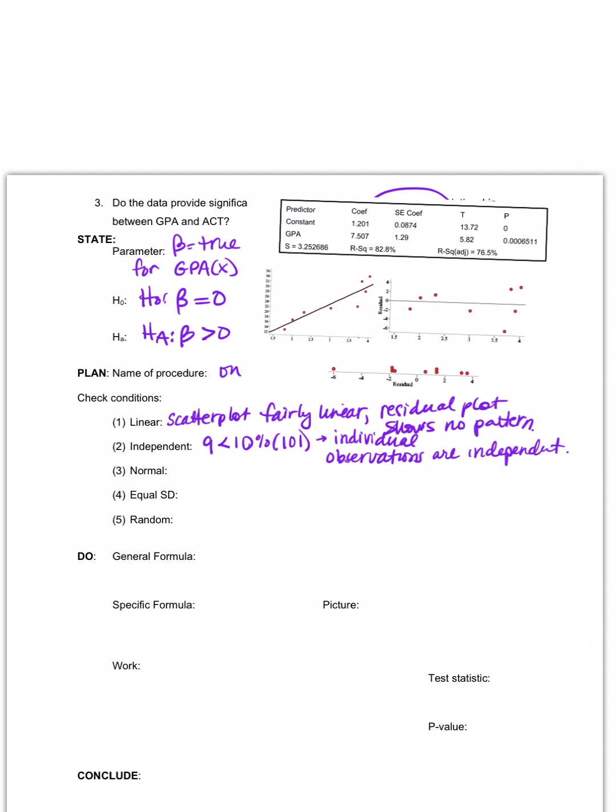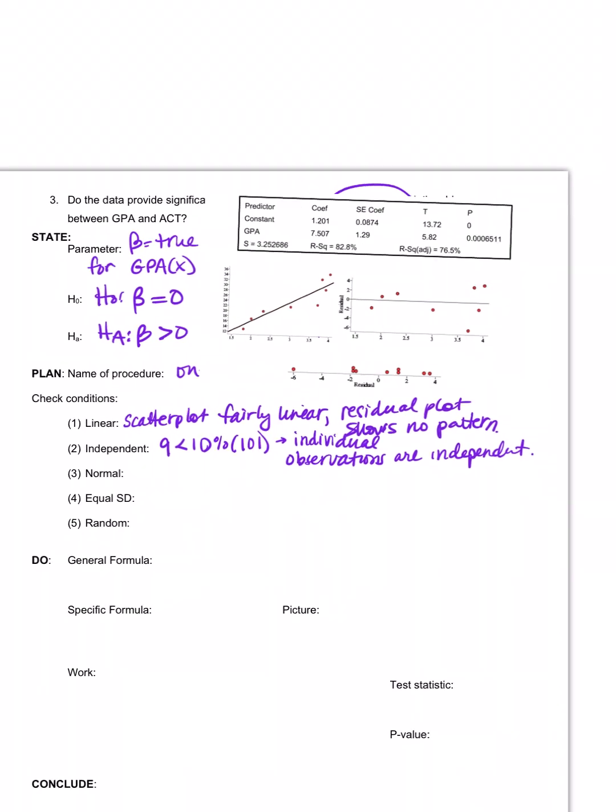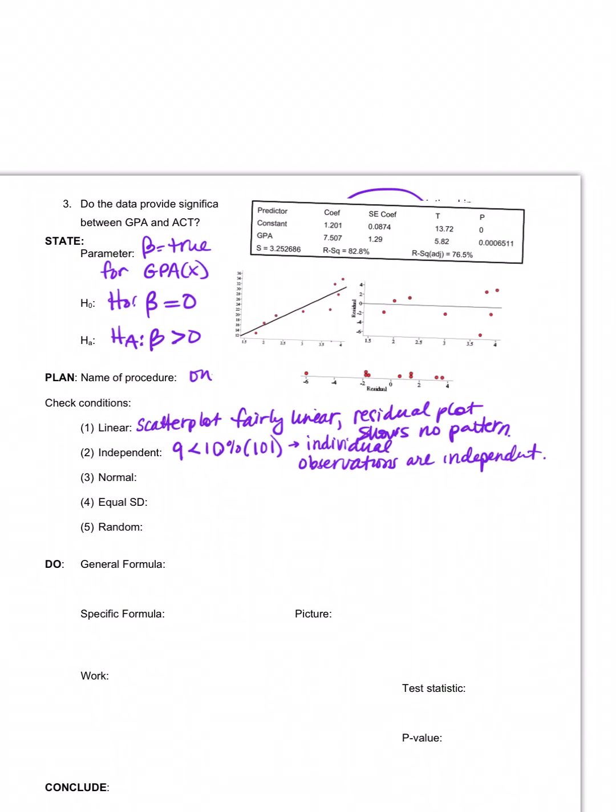Normal. Where am I looking for normal? The residual dot plot right here. Do I see any strong skewness or outliers? Nope. So we write: dot plot of residuals shows no skewness or outliers. So we're good on that.